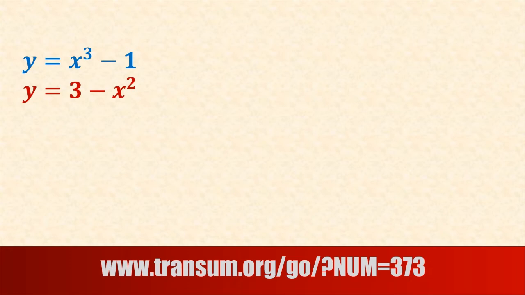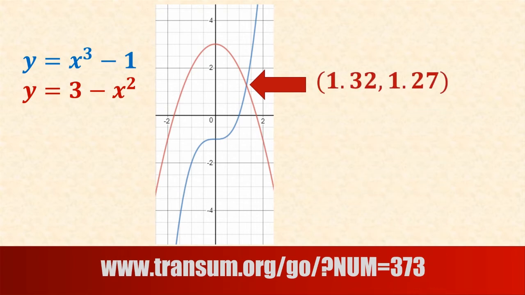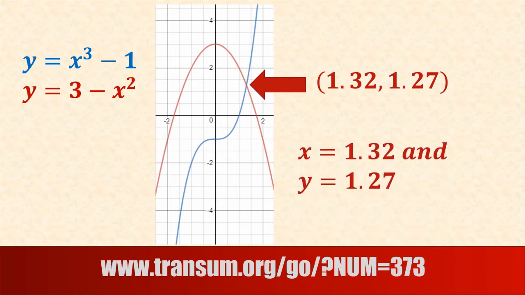Right, now we have an equation with x to the power 3 in it and another equation with x to the power 2 in it. So let's have a look what those graphs look like. Well, I can only see one point of intersection, and this time the coordinates are not whole numbers. So I'm going to give my answer to 3 significant figures. In this case, x is 1.32 and y is 1.27, correct to 3 significant figures.